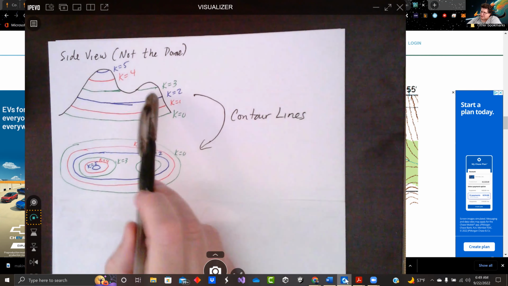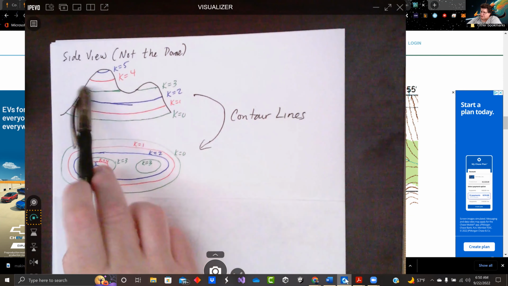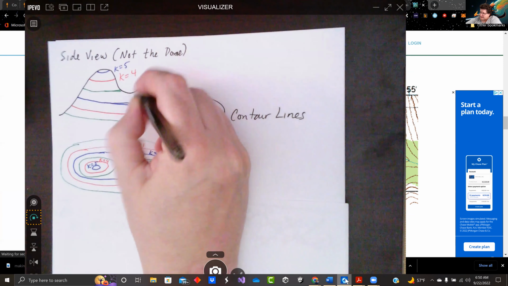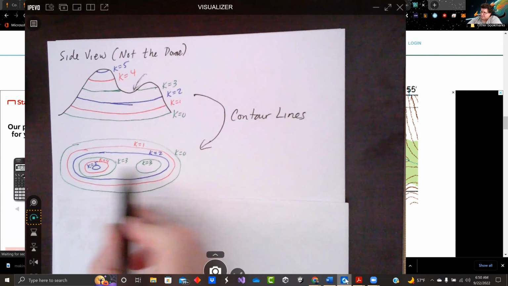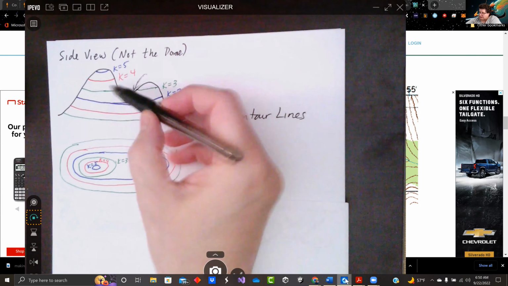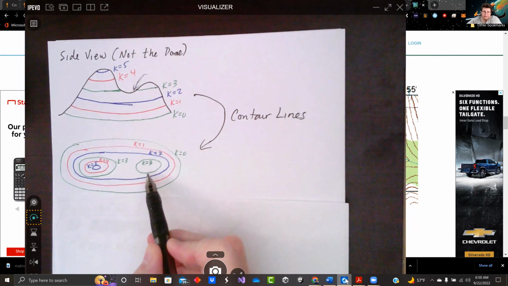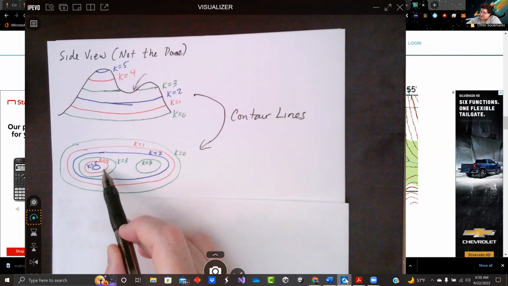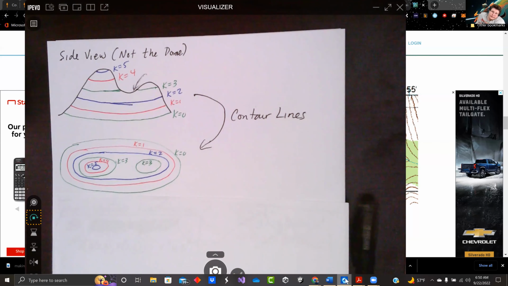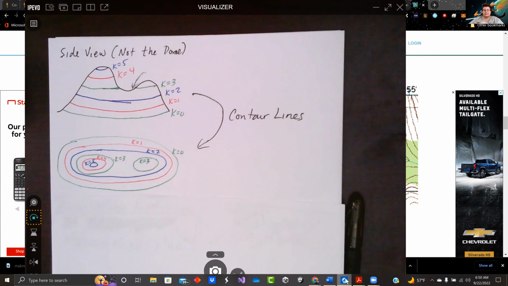K equals 3, we start interrupting. There's a gap right here for this little dip. So we have to have 2 separate regions for k equals 3. K equals 4 is just on the left region, so we don't have one on the right. And we illustrate it there. And then finally at k equals 5. I was just using k. You could say z or h there for height. But that's how we do contour lines and how to read them.